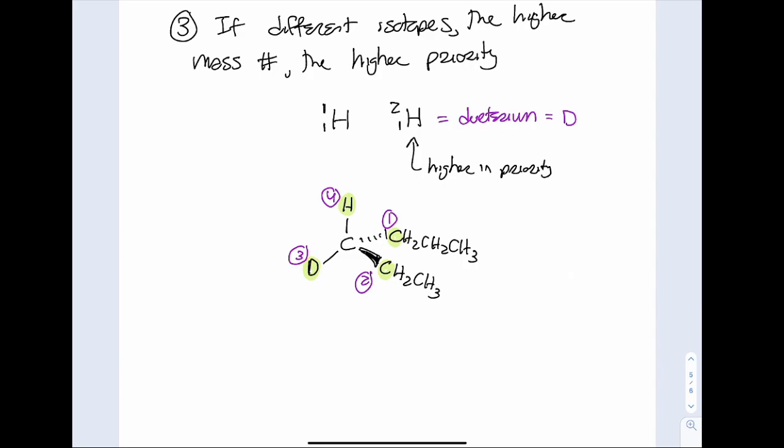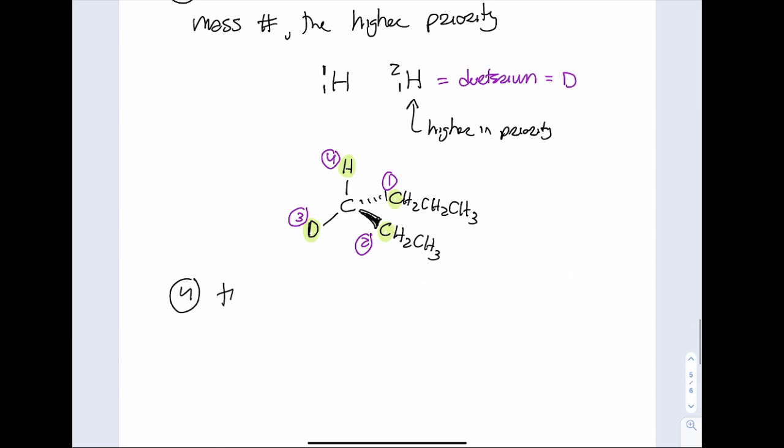One more rule. And that says that if we have a multiple bond, we're actually going to treat it as being bonded to that number of atoms. So if I have a double bond between carbon and another carbon, I'm going to think of that first carbon as being bonded to 2 carbons. It is only bonded to 1 carbon, but that's how we're going to treat multiple bonds.